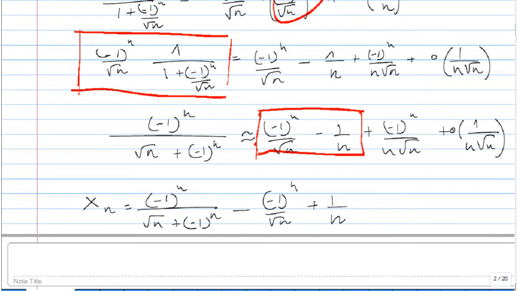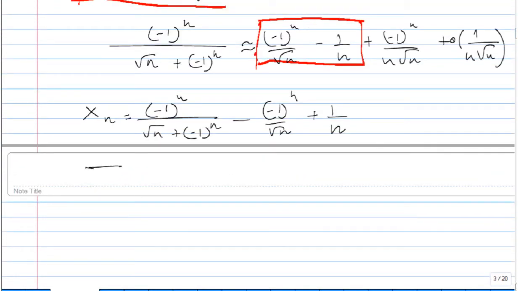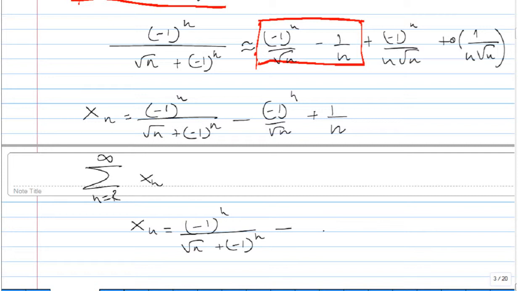So let us study now this new series, so we want to study now the sum of x_n from 2 to infinity. So we have some algebra to do. Sorry, from 2. x_n equals (-1)^n over the square root of n plus (-1)^n, and then here minus (-1)^n square root of n over n square root of n.